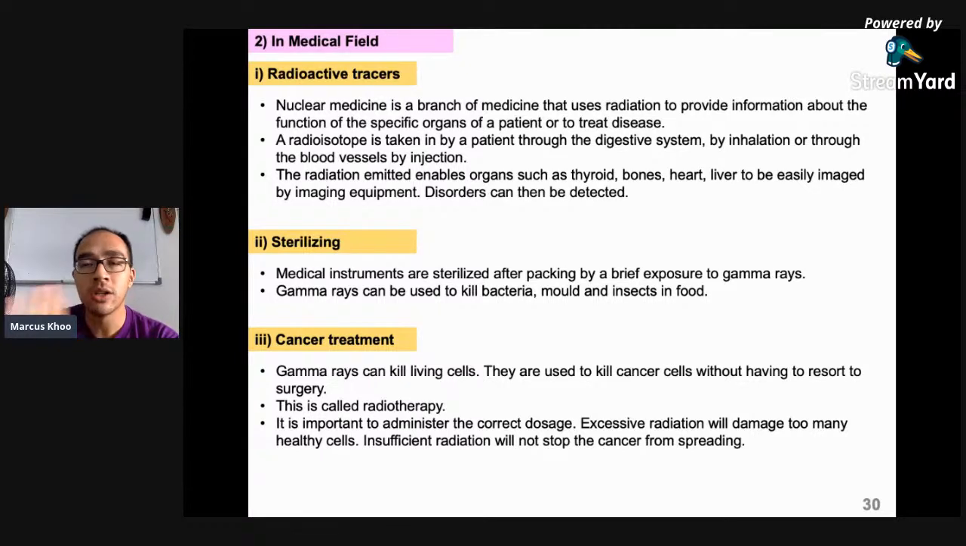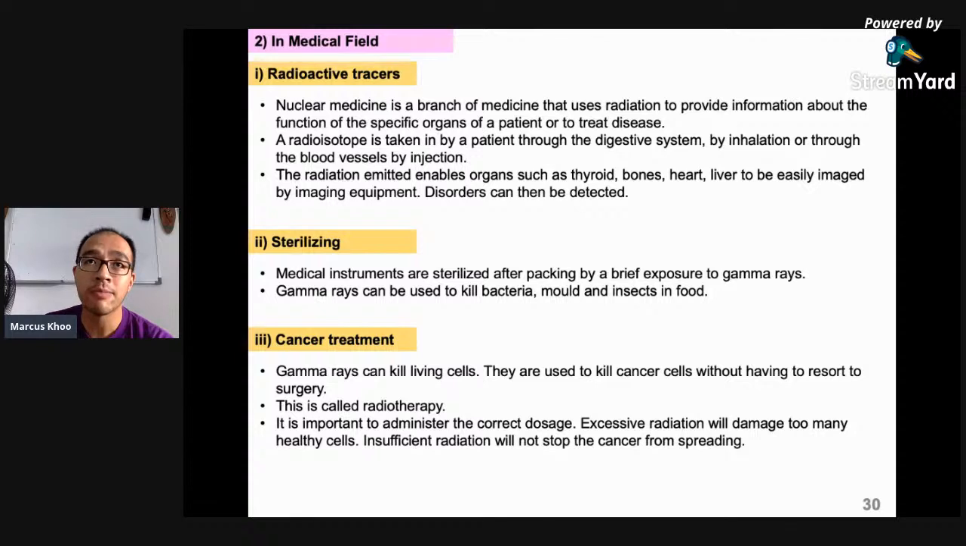In that respect, that's why the doctor usually leaves it up to the patient to decide whether he wants to go through with radiotherapy. Because not everybody can tolerate radiotherapy. It makes you vomit, it makes you nauseous.